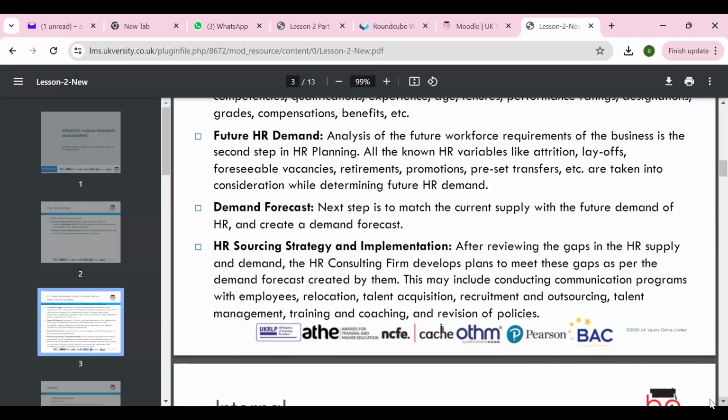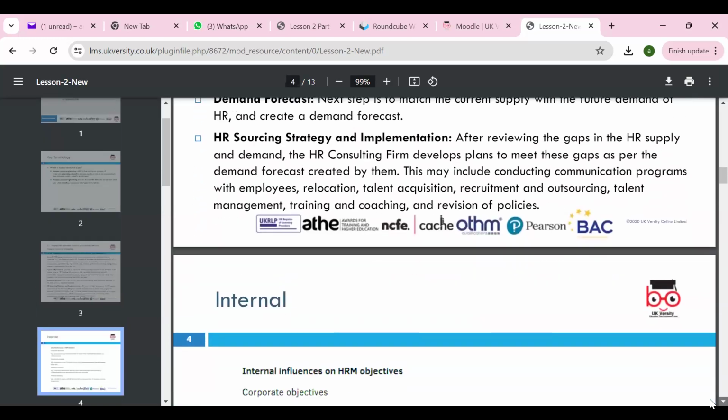Okay, HR sourcing strategies. What will be the source of implementation after reviewing the gap in HR supply and demand? The HR consultant firms, like we have a shortage of 10,000 plus doctors and nurses, the gap as per the demand forecast. This includes conducting communication programs with the employees, relocation, talent acquisition, recruitment, outsourcing, talent management, training, coaching, and revision of policy. That's also very, very important.